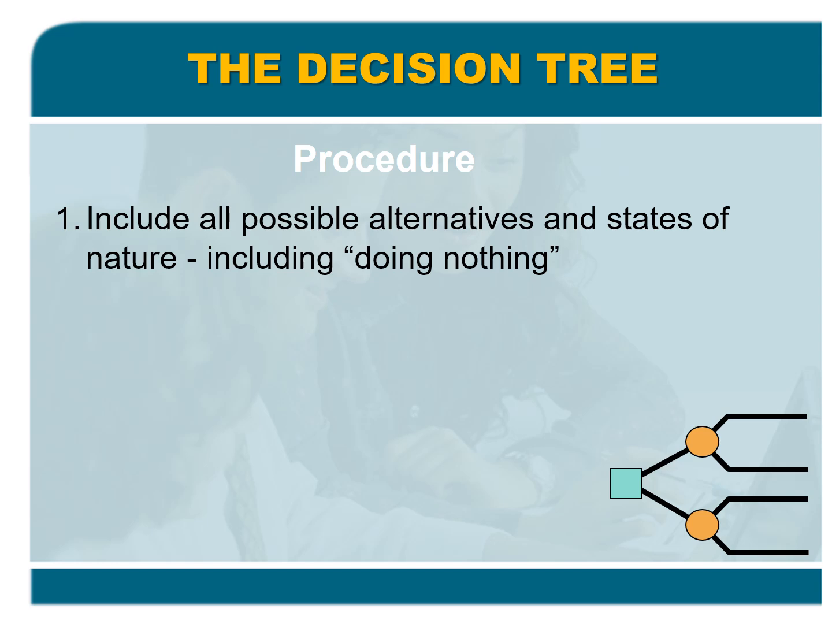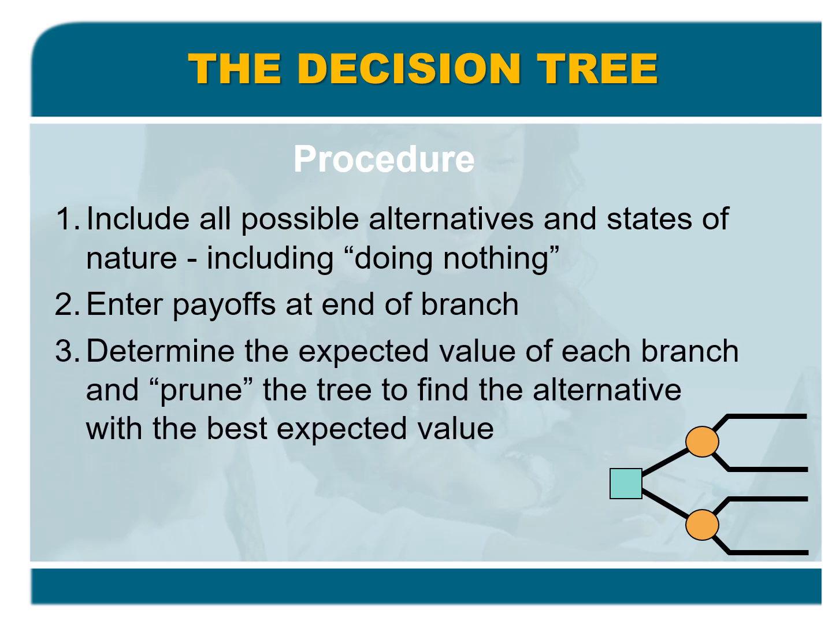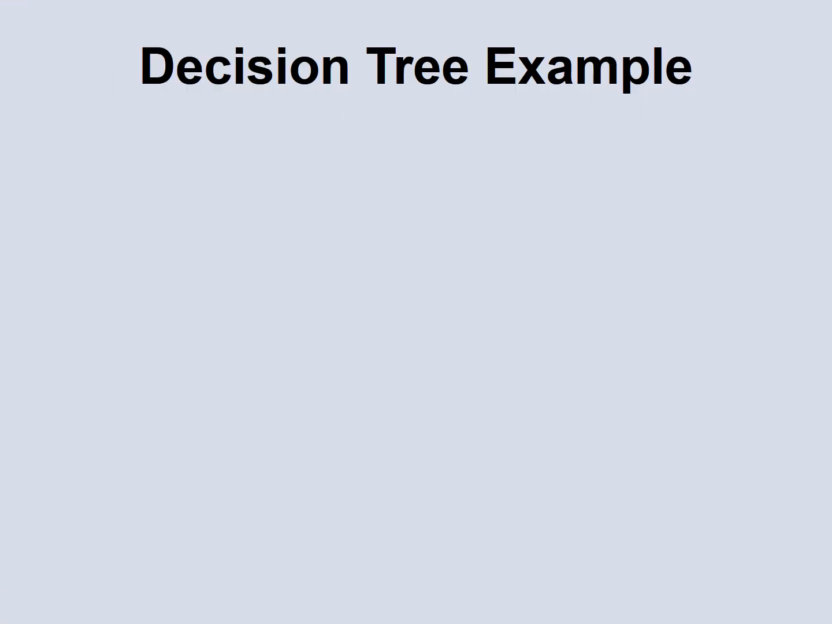The procedure is to include all the possible states of nature, including doing nothing. You enter the payoffs at the end of each branch. You calculate and determine the expected value of each branch, and then you prune the tree to find the alternative with the best expected value. So let's go over an example.